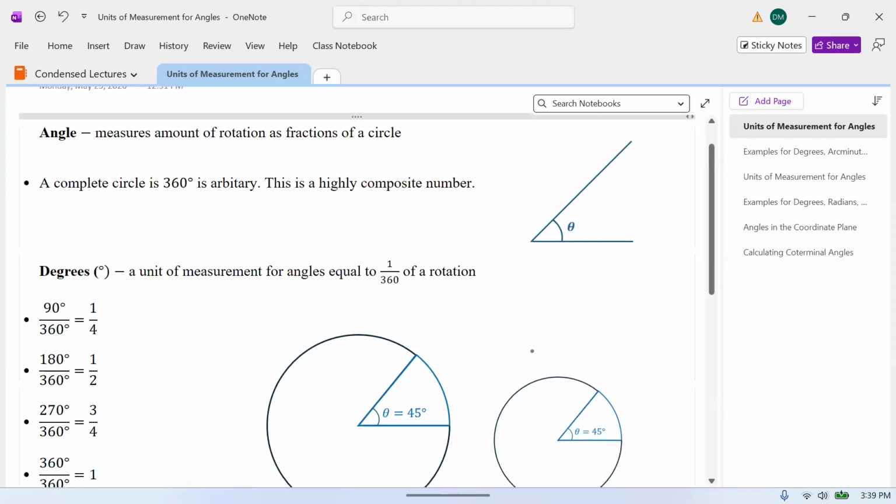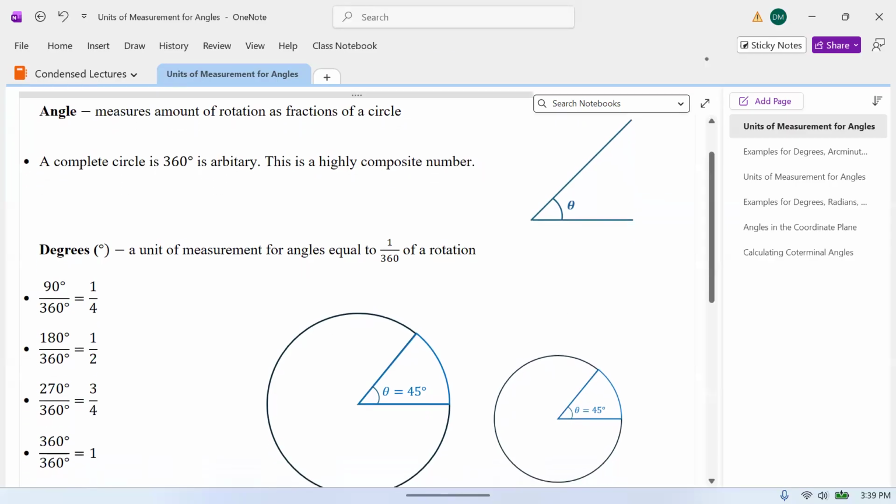So we'll briefly discuss the definition of an angle, especially from a trigonometry perspective, along with different units of measurement for angles and how to convert between them, such as degrees, arcminutes, and arcseconds.